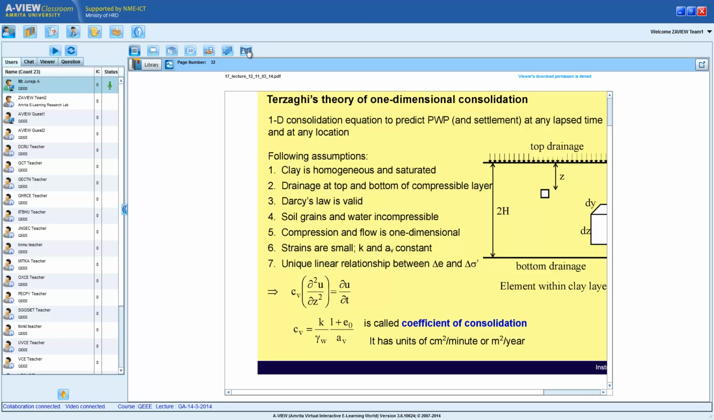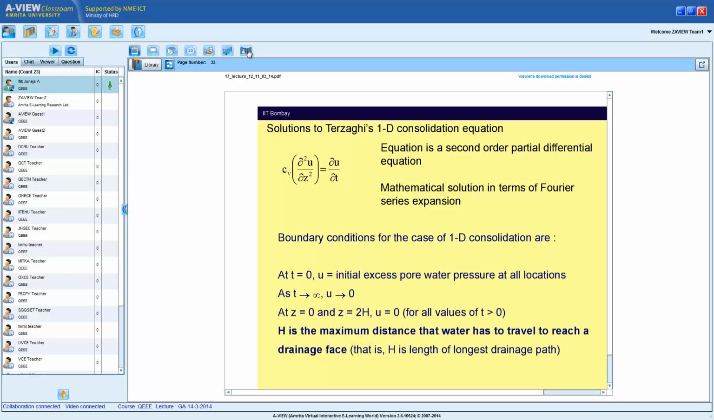CV by definition is equal to K, that's soil permeability, divided by unit weight of water times MV. The whole thing is the inverse of MV over here. So sometimes I can calculate my soil permeability from CV times gamma W times MV. We'll use a definition of MV when we do a problem today. We'll do a problem sheet with at least one or two questions today.